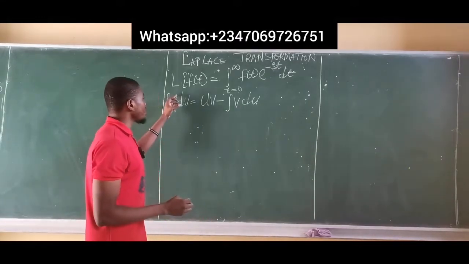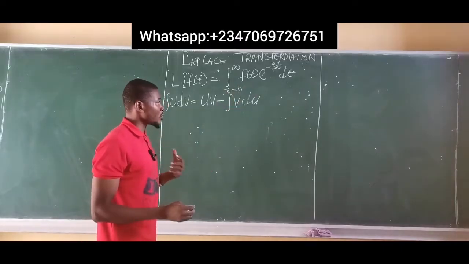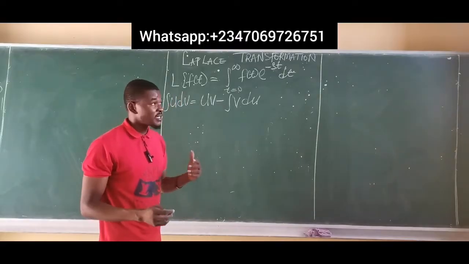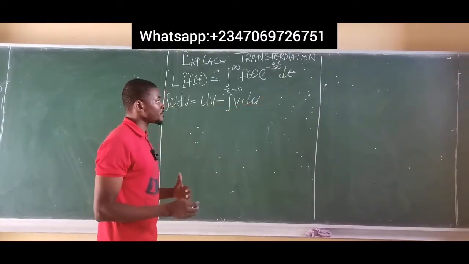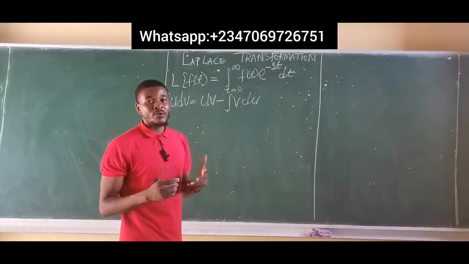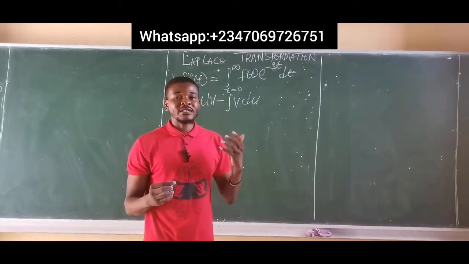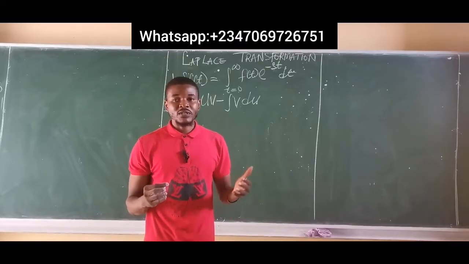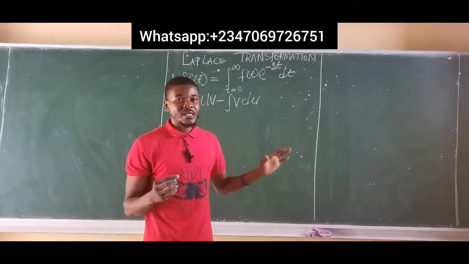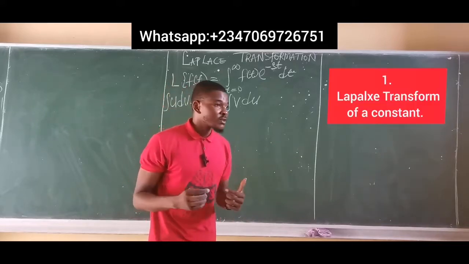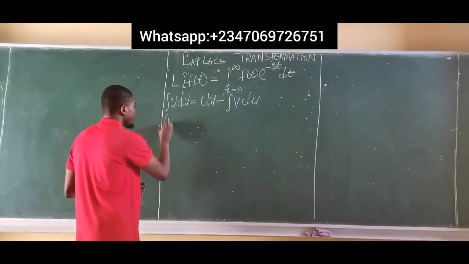Now, I said always consider u to be the given function. Whatever function you're given, let u be that function always. And then dv, just like in the Fourier series, in this case now dv becomes exponential minus st dt. Now we have about 7 table of standard values which we need to know to be able to solve any problem, especially in differential equations or partial fractions involving Laplace transformation. In this video we are going to be covering 3. The first is considering the Laplace transformation of a constant. So the first will be Laplace of a constant.